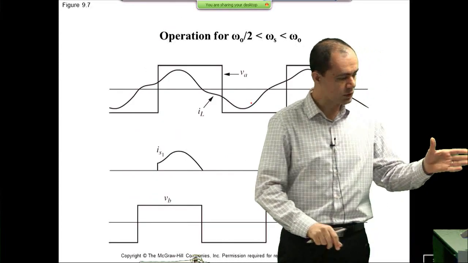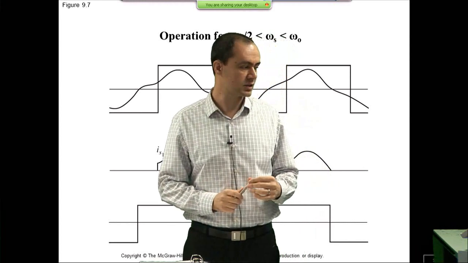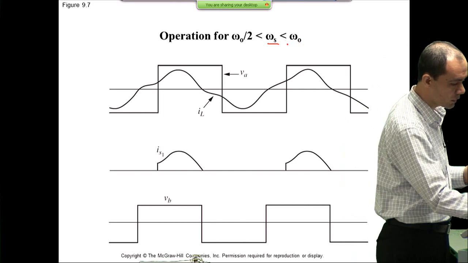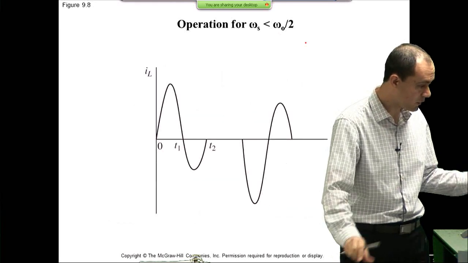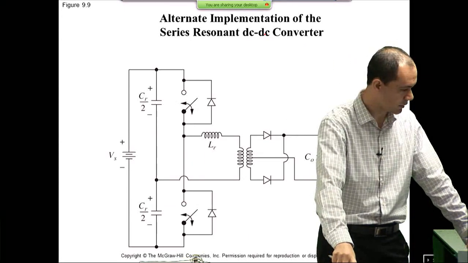Then the book continues and looks at these topologies, looking at where your switching frequency is with respect to your resonance frequency. If it is half or less than that, if it is way far from it in terms of being small, which we didn't really analyze here.